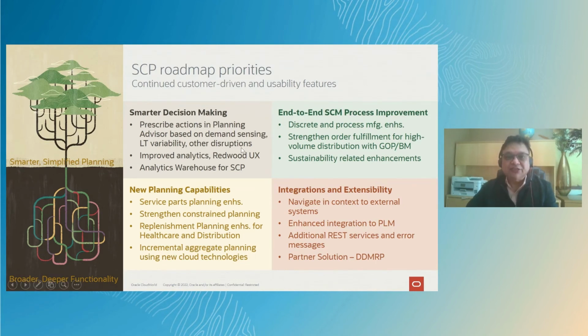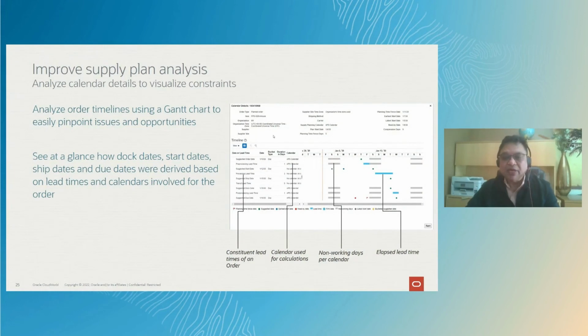Continue to add decision making, analytics, and machine learning to our supply chain planning. Continue to ensure that the end-to-end supply chain management process is improved, and also add some sustainability related attributes, and plan for those. Be able to continue to improve working with external systems, and work on solutions with our partners.